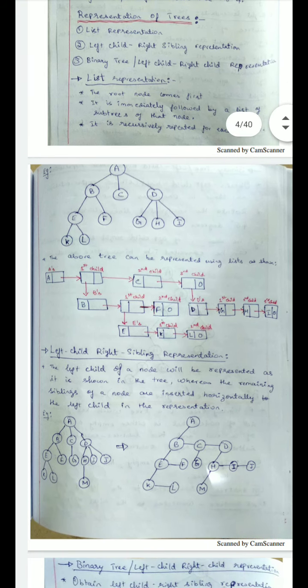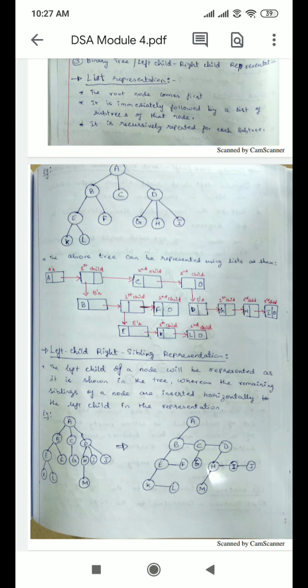Next, left child right sibling representation. See here, the left child node will be represented as it is shown in the tree. If the siblings of a node are horizontal, how can it be done? If you tilt it horizontally, what happens? A will be as it is, the root node. Next, the left side of the path will be the same, but instead of connecting A to C and D, how is it connected? B is connected to C, C is connected to D. In this way the siblings are connected horizontally. Vertically you are connected to A.